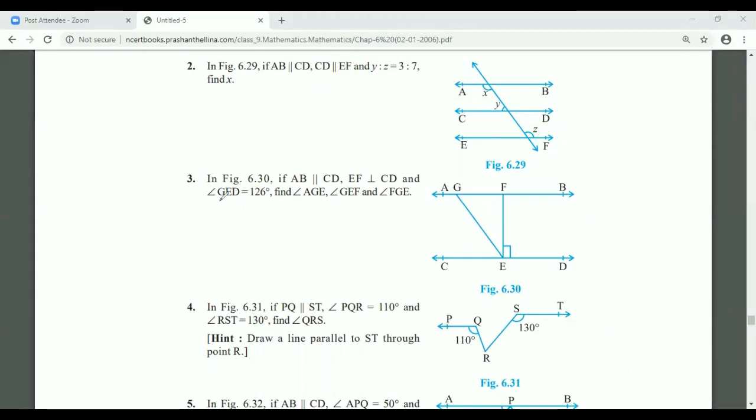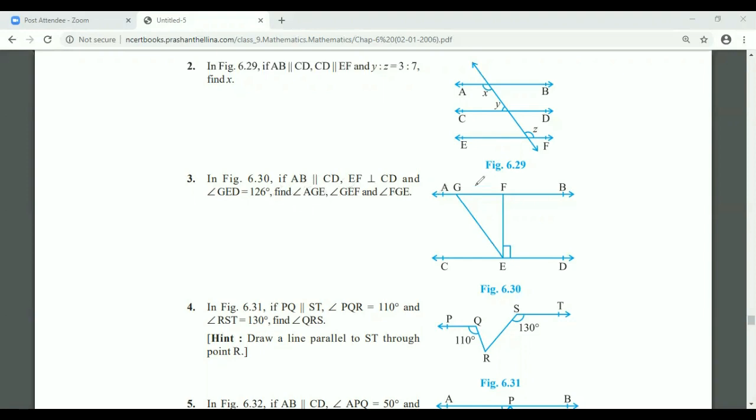Now listen to question number 3. In figure 6.30, if AB is parallel with CD and EF is perpendicular with CD and angle GED is equal to 126 degree, find angle AGE, angle GEF, angle FGE. So the relation between two line segments is given here, and the measurement of one angle is also given. So you have to find the measurement of a few angles, three angles.